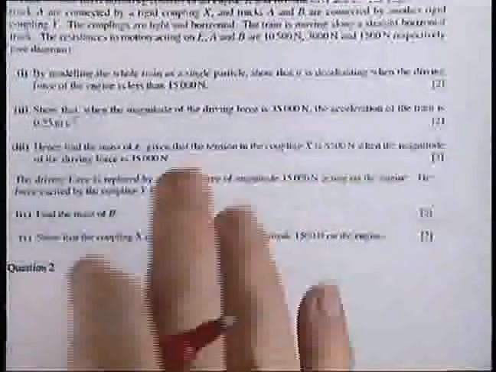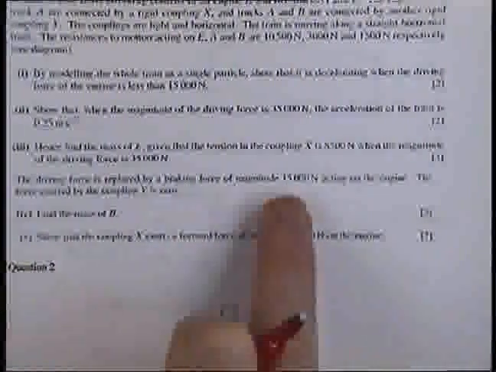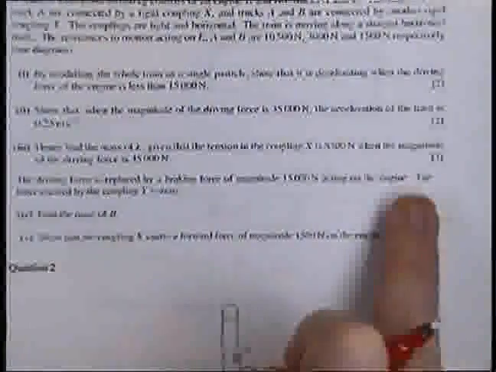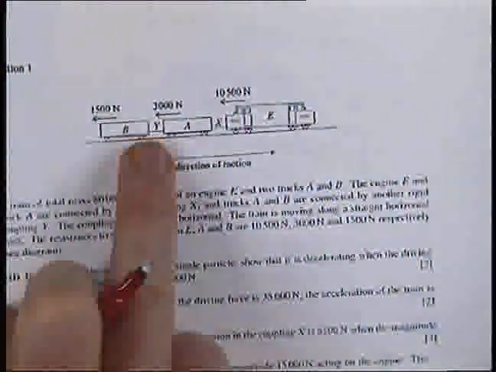Now there's some new text. Often when there's new text dividing two parts, something has changed in the model. So always think about it carefully and don't try to adapt an earlier diagram; draw another diagram for this situation. Now it says the driving force is replaced by a braking force of magnitude 15,000 newtons acting on the engine. The force exerted by the coupling Y is 0, so on the last carriage B that force is 0.